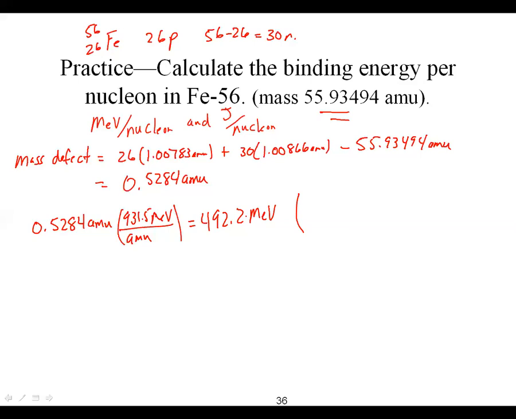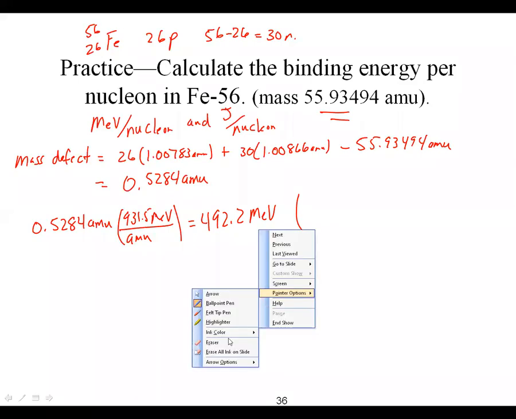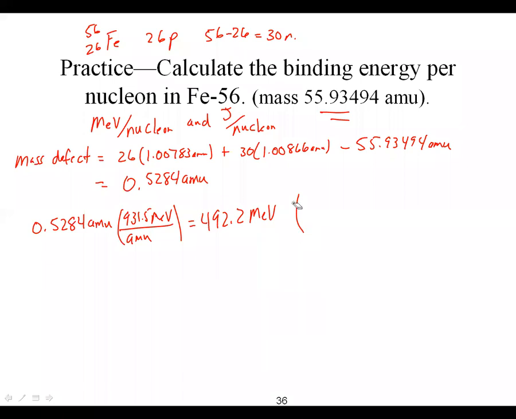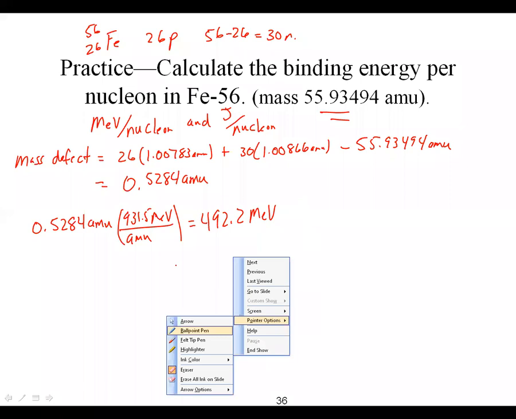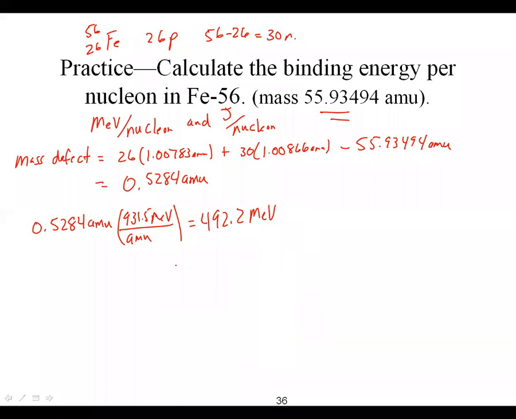If we want joules as well at this point, actually, let's do it this way first. Since one of the things we're looking for is mega electron volts per nucleon, we could just divide this number here by our 56 nucleons. And that would get us 8.790 mega electron volts per nucleon.